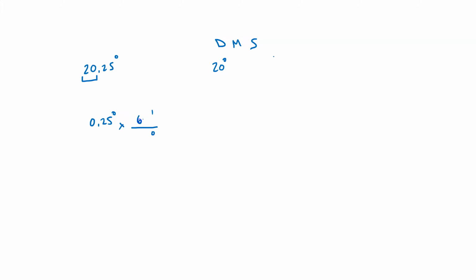And we know there's 60 minutes in 1 degree. 0.25 times 60 is 15. So there are 15 minutes in 0.25 of a degree. So our answer would be 20 degrees, 15 minutes. And you'll notice there was no seconds in this one. That's okay. You don't always have to have a seconds here. And in our first problem, we actually didn't have seconds either.